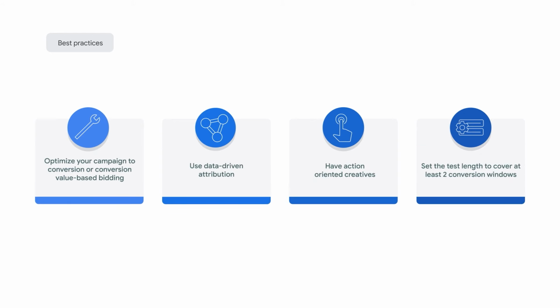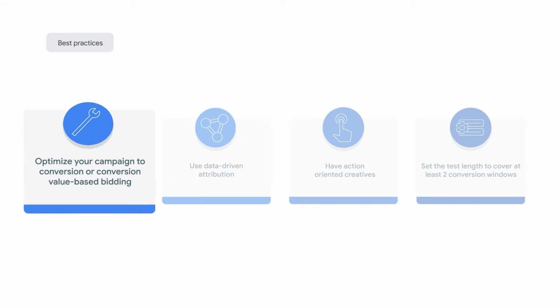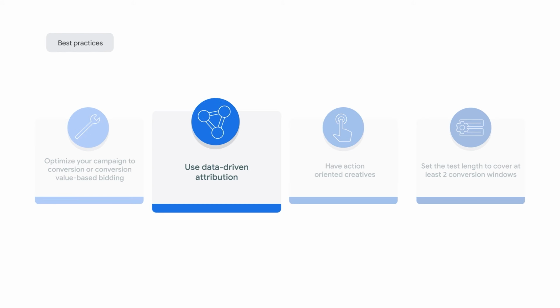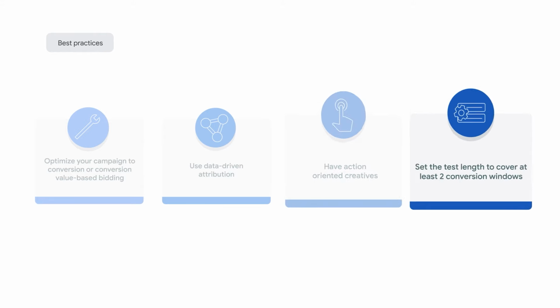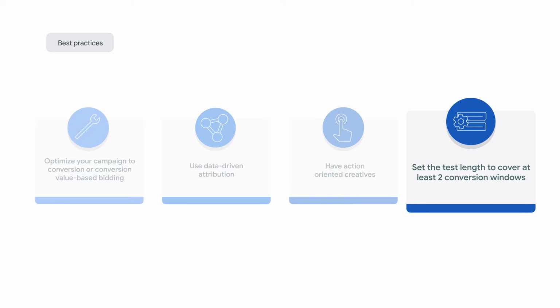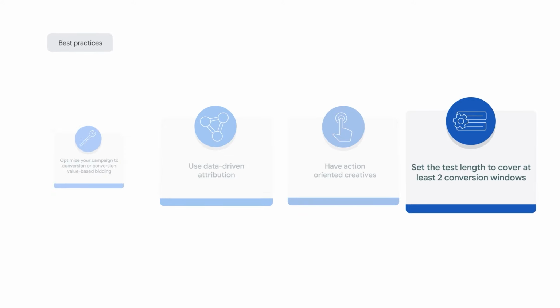As a best practice, when trying to optimize your campaigns to drive Conversion Lift, we recommend to optimize your campaign by using conversion or conversion value-based bidding. Also, try using data-driven attribution to bid towards the touch points that are likelier to have higher incrementality. Ensure your creatives are action-oriented, so that you can drive users to the outcome you're trying to measure. And always set the test length to cover at least two conversion windows.